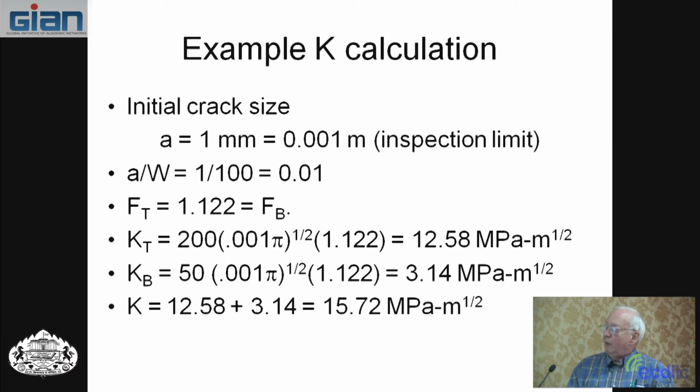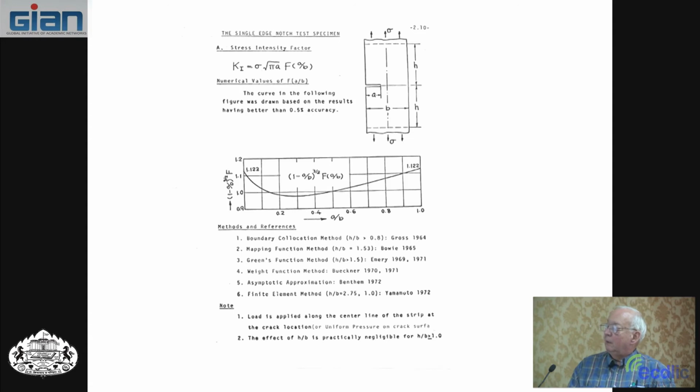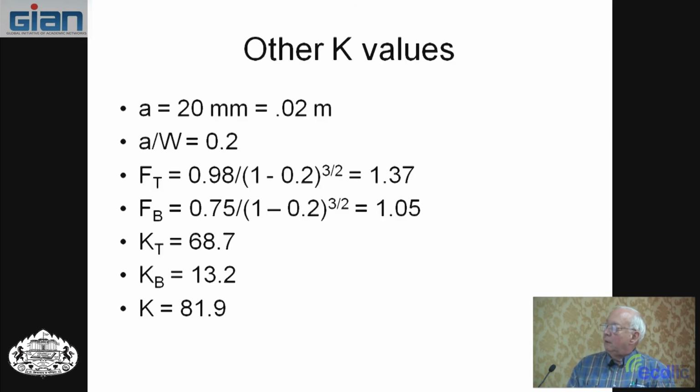So K due to tension at 1 millimeter and 200 MPa was 12.58. The range for the bend at 50 was 3.14. Adding them together, you get 15.72. Now that's for 1 millimeter.